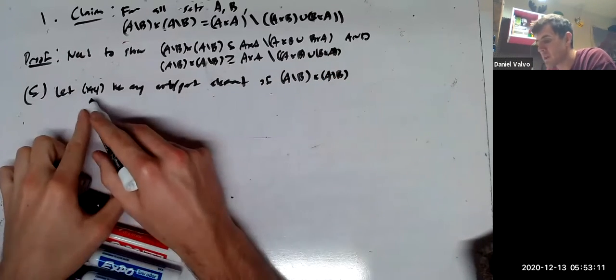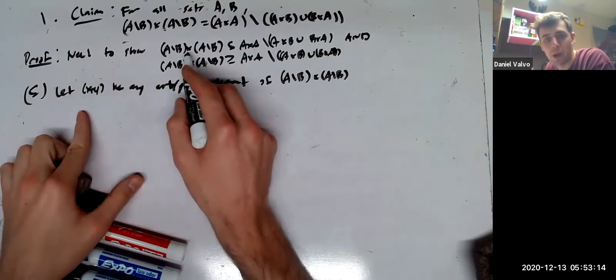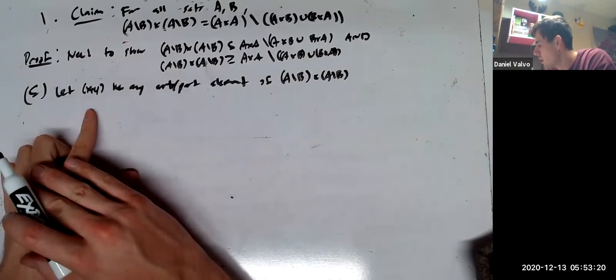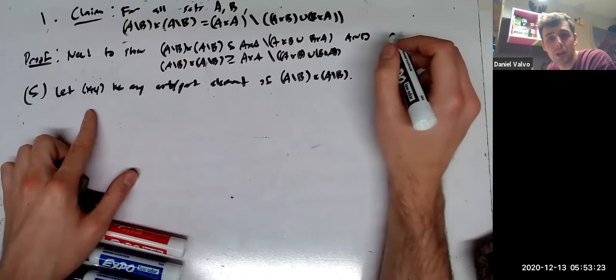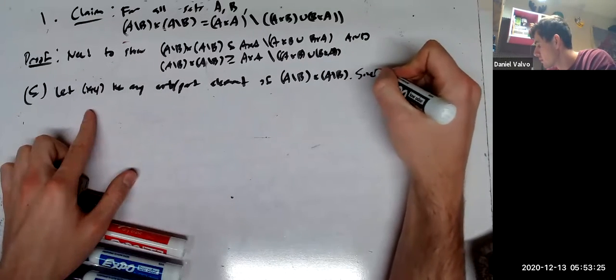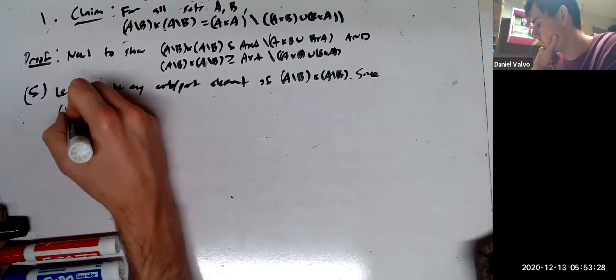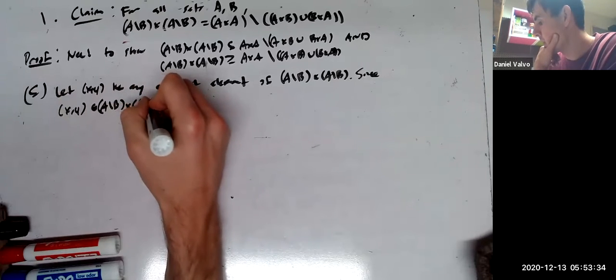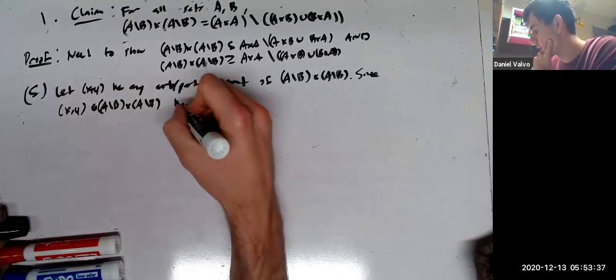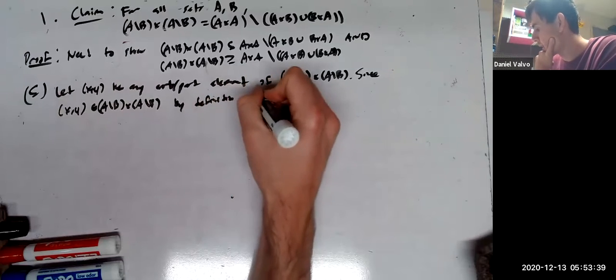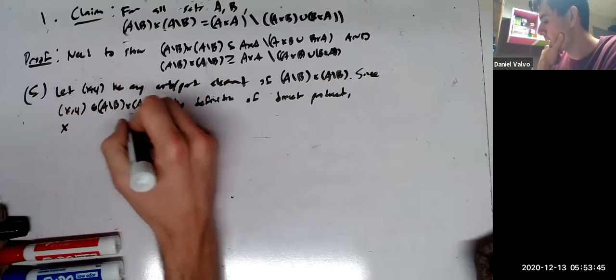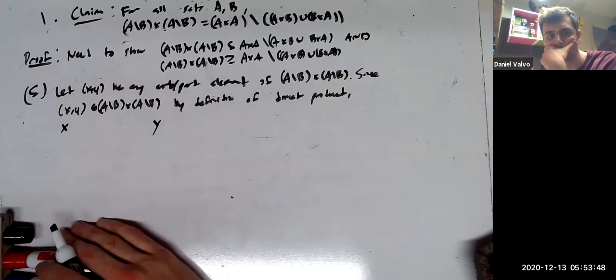We know that elements here are going to be ordered pairs because this is a direct product. That's why it's XY, not X. So here's where we just straight up use our definitions. Since XY is in A not B cross A not B, by definition of direct product, what do we know about X? What do we know about Y? Both are in A.